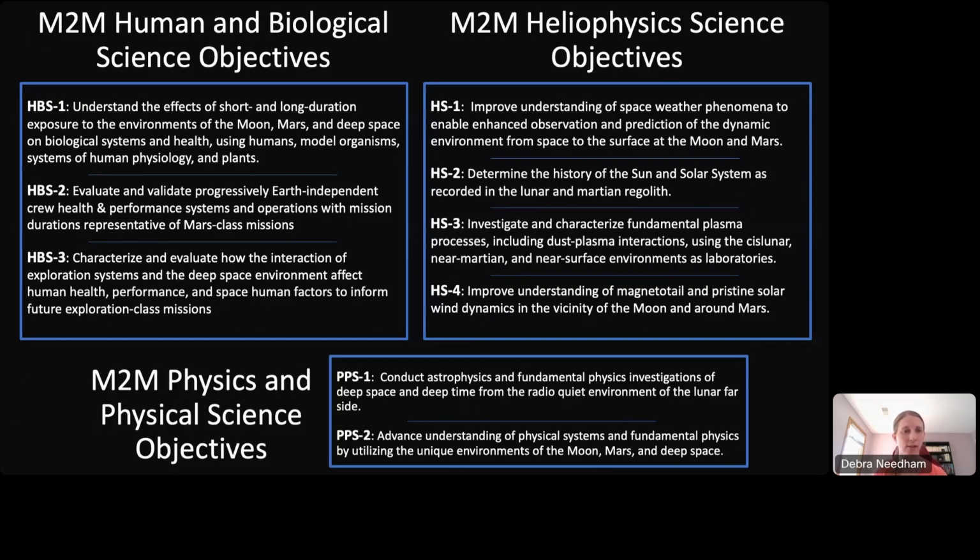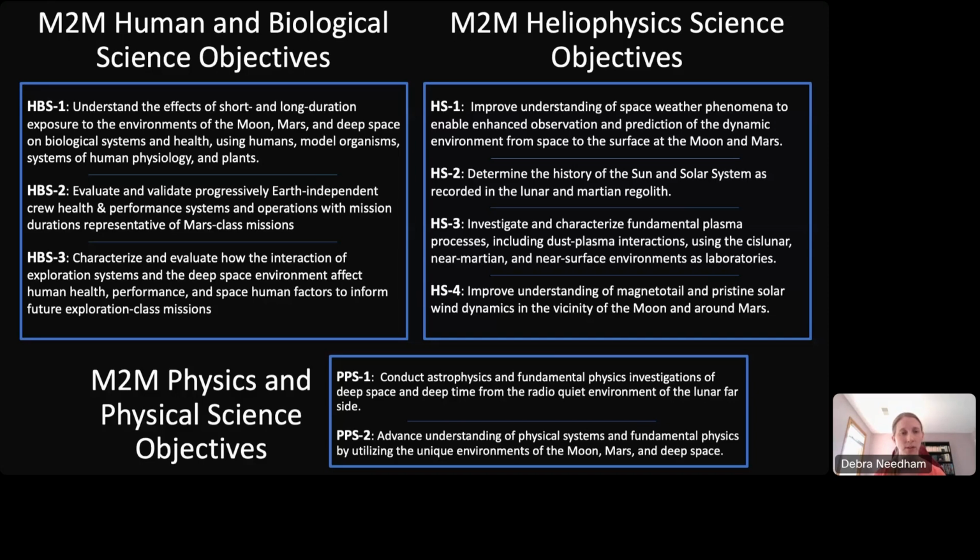But like looking at the human biological science objectives, wanting to understand the short and long-term exposure to environments, lunar and Mars and deep space, evaluating and validating progressively Earth-independent crew health and performance systems and operations, and then characterizing and evaluating how the interaction of exploration systems and deep space environment affect human health, performance, and human factors.